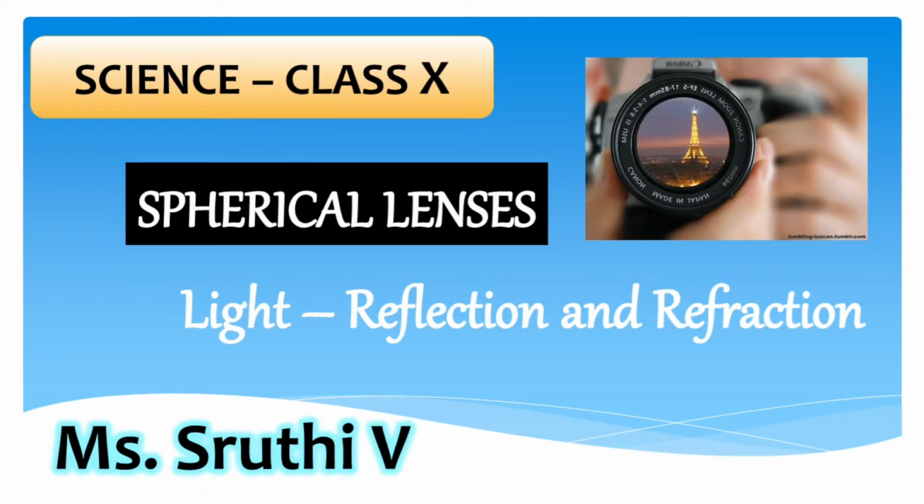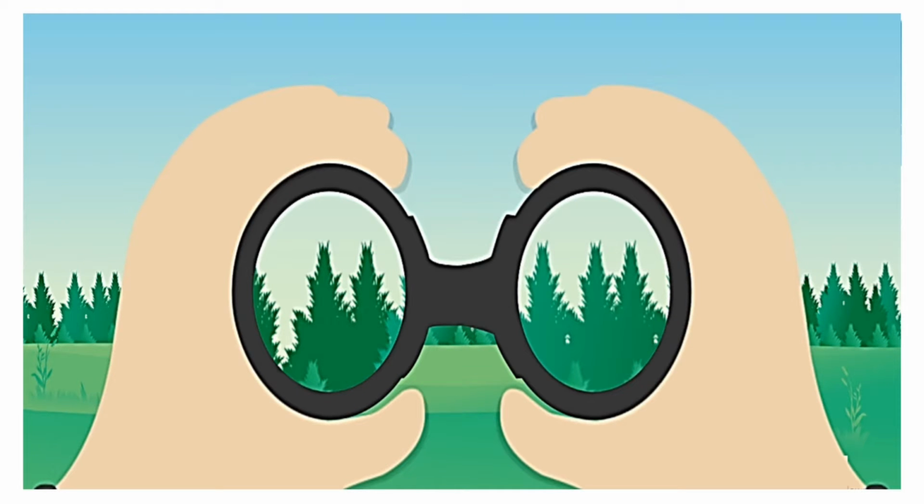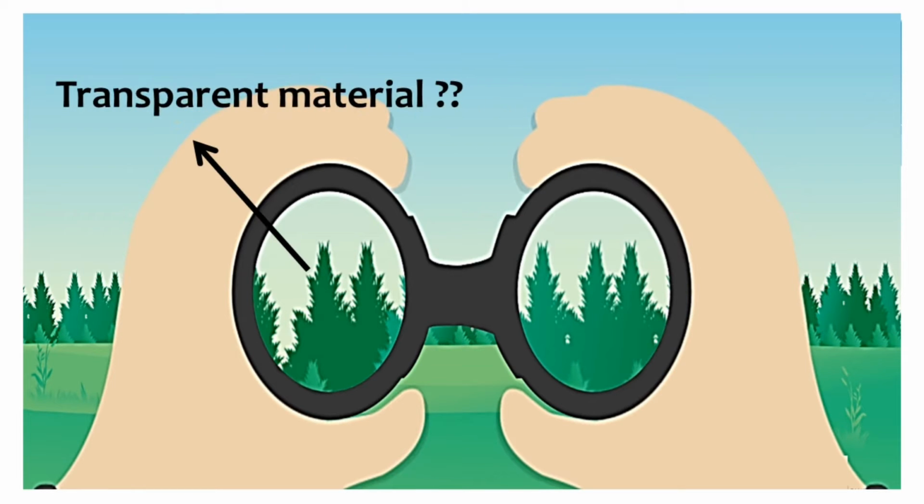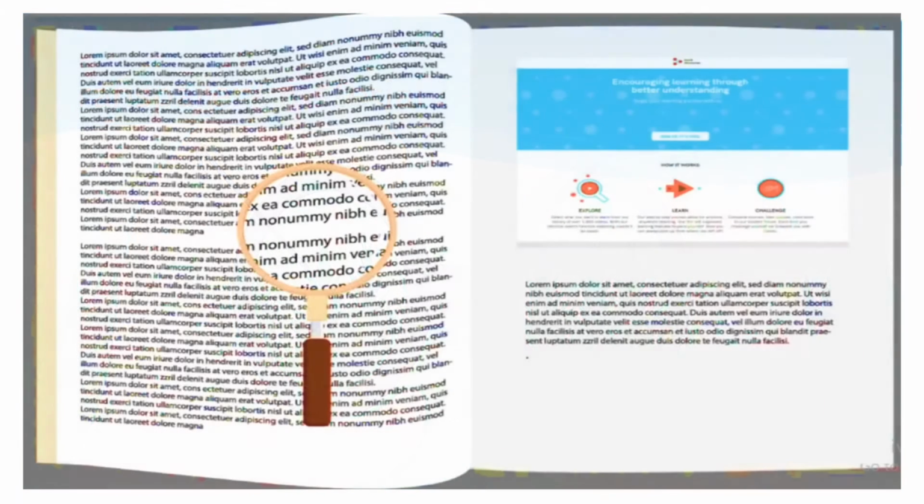Spherical lenses. Have you ever wondered why faraway objects appear close to us when we view through a binocular? What are the two transparent materials present in the binoculars that make faraway things appear nearer when viewed through it? Or what is the thing that we use to view small things or to read text with small size? Why do we wear spectacles? What is a transparent material used in a spectacle?